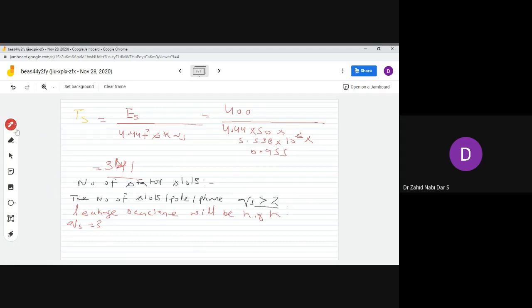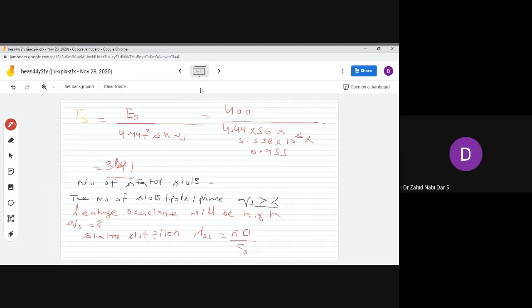So what is your stator slot pitch? Your stator slot pitch is written like this, and that is nothing but your pi D, that is the circumference, divided by the number of stator slots. So the number of stator slots would be governed by the stator slot pitch.